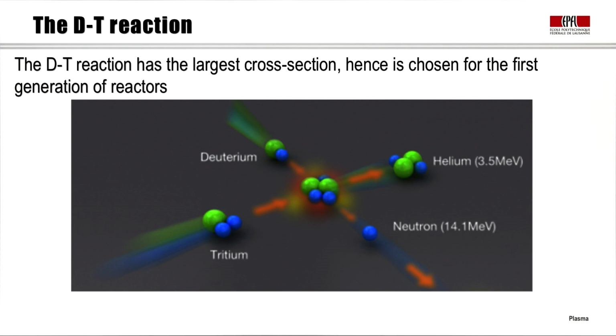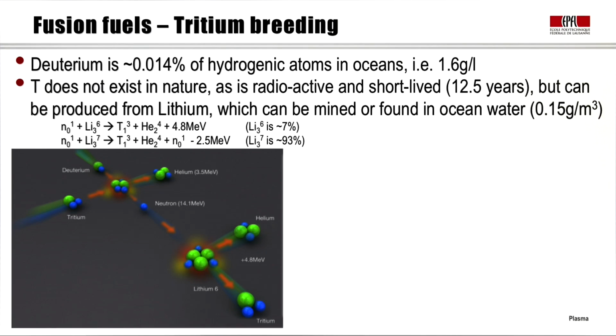So let's go back to our reaction that we have chosen for the first generation of reactors, at least, that is the DT reaction. Once more, there's the deuterium and tritium that collide energetically enough to fuse. A helium nucleus comes out of the reaction with 3.5 MeV of energy, and a neutron also comes out with 14.1 MeV of energy. So the fusion fuels are therefore deuterium and tritium. Deuterium is about 0.014% of the hydrogenic atoms everywhere, including in the oceans. That corresponds to about 1.6 grams per liter. So it's relatively easily available.